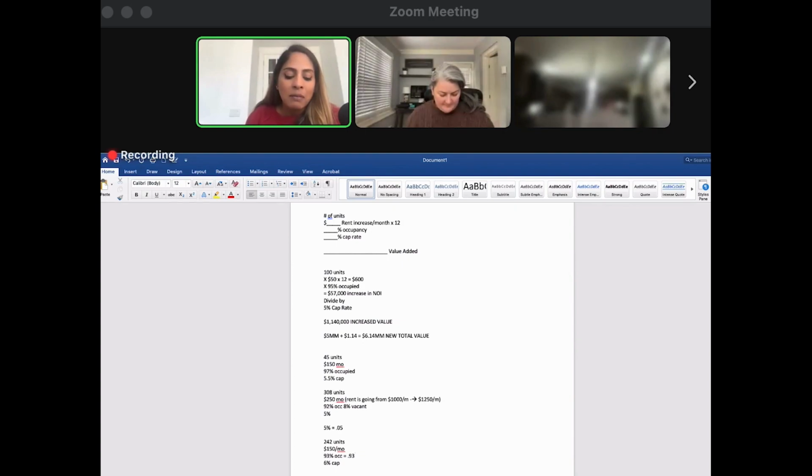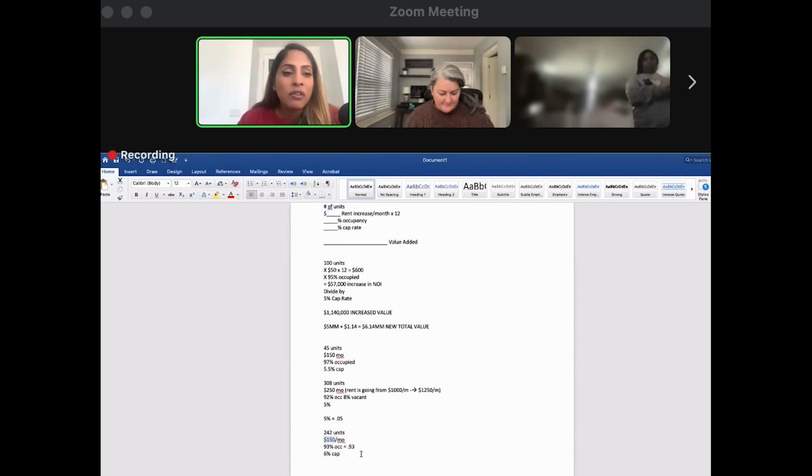And then we divide it by the cap rate. So divide by 0.06. You guys have already put the answer here. It's $6,751,800. So if you were to buy 242 units and you're just increasing it by $150, that's going to give you an additional value of almost $7 million, $6.75 million.